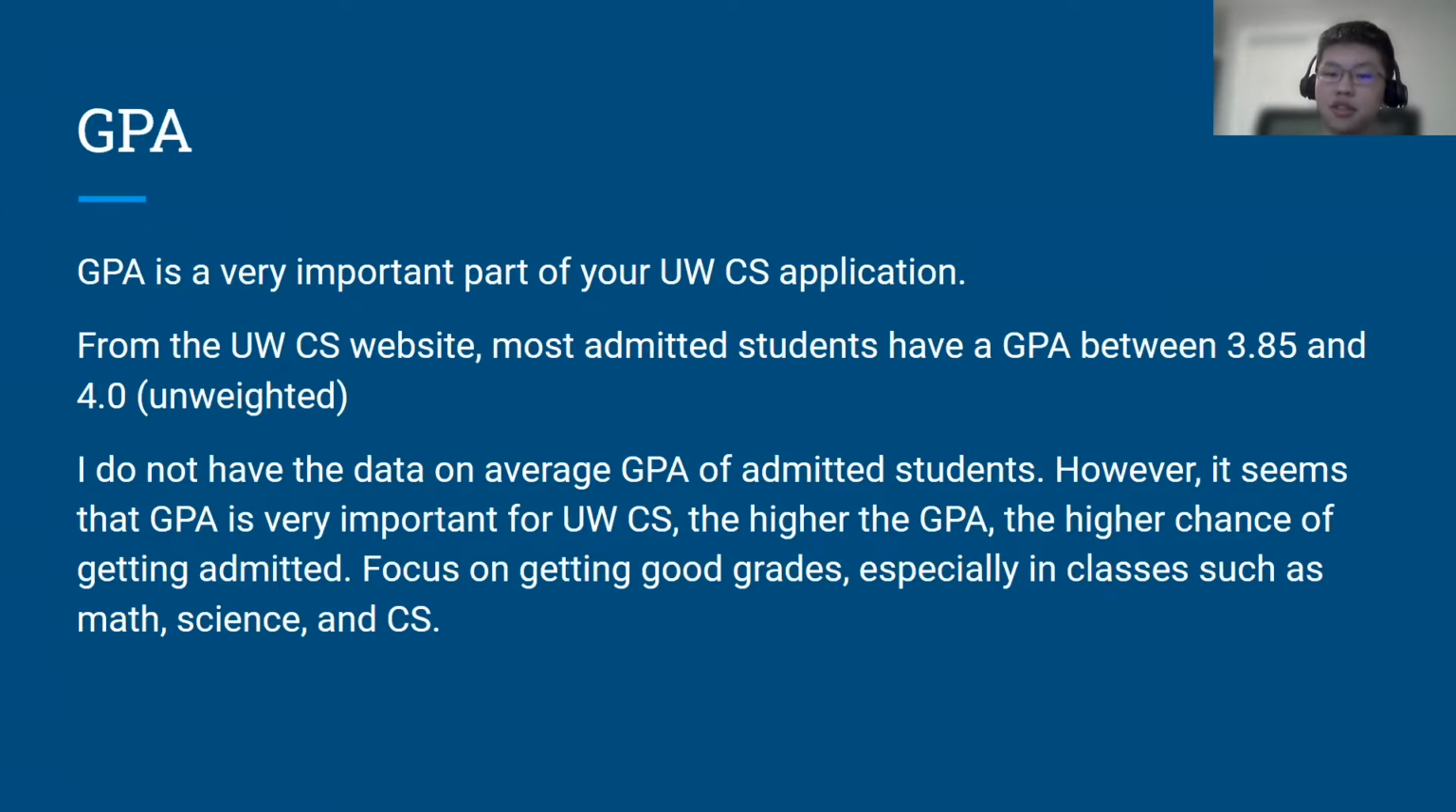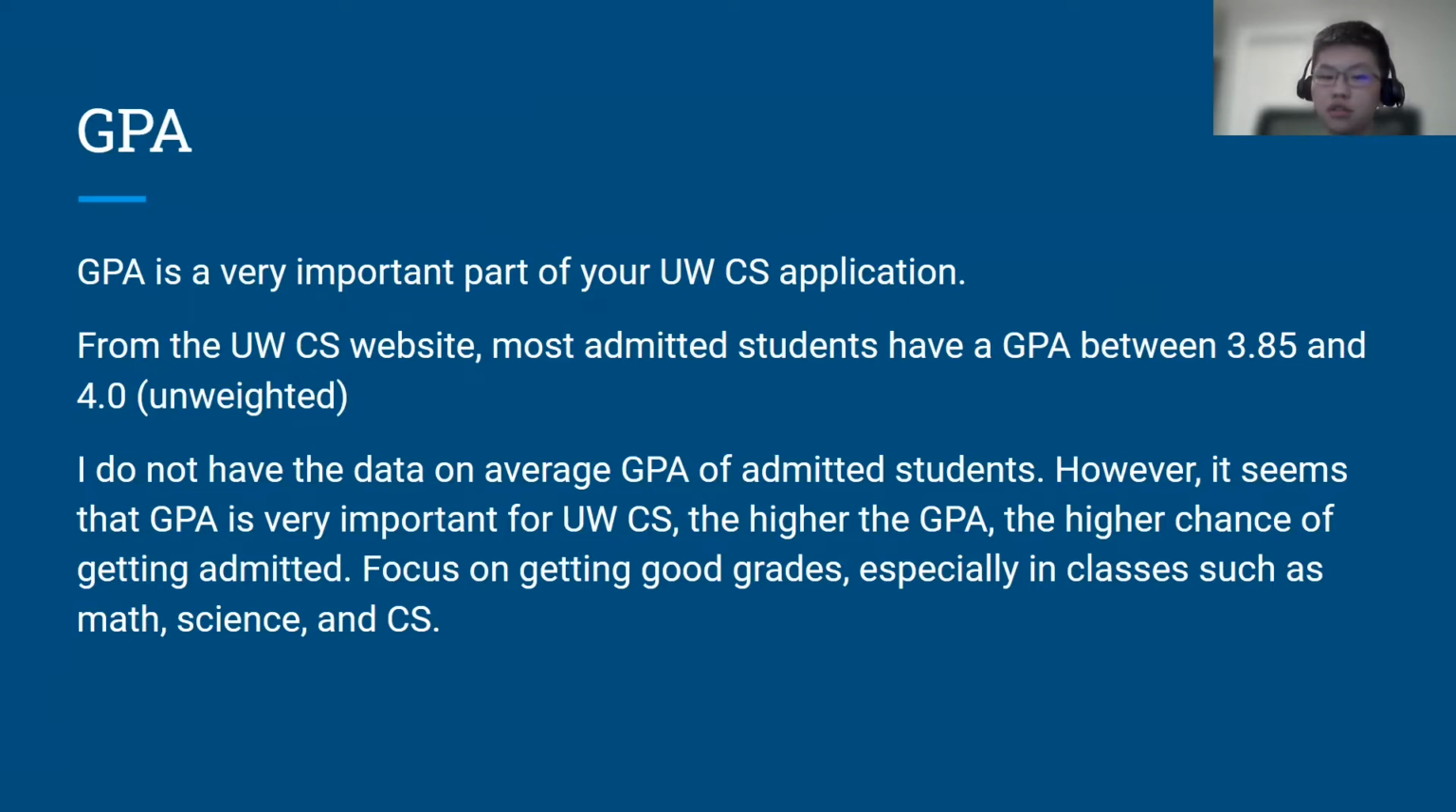Another statistic is their 25th to 75th percentile for GPA. This statistic is a bit outdated. This is, I believe, from 2 or 3 years ago. But the 25th percentile for unweighted GPA is a 3.93, and the 75th percentile was a 4.0. So that means the middle 50% of admitted students for CS that year had between a 3.93 and a 4.0 GPA. I don't have the data on average GPA of admitted students, especially for this year.